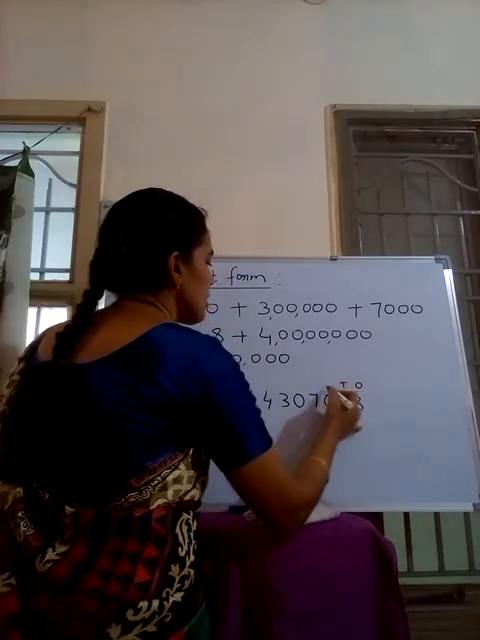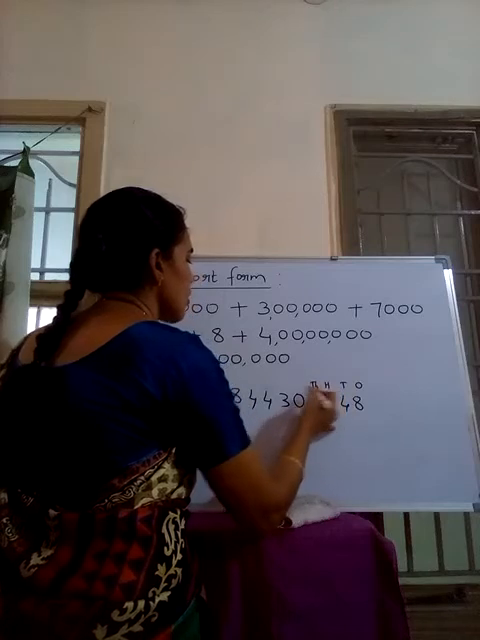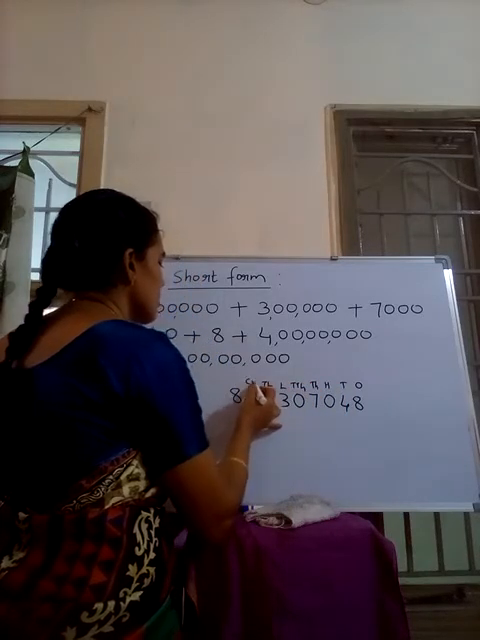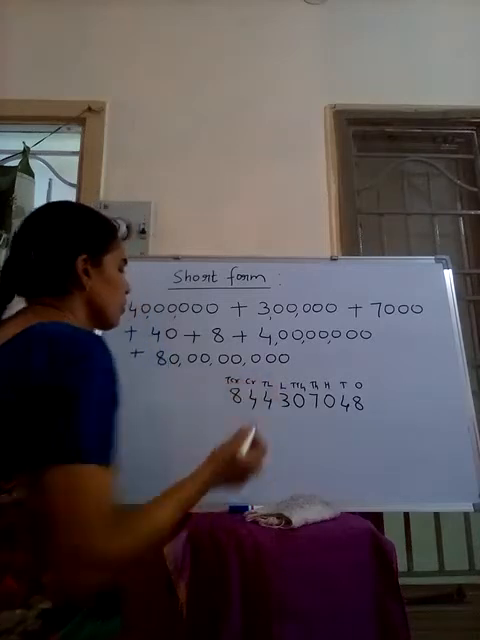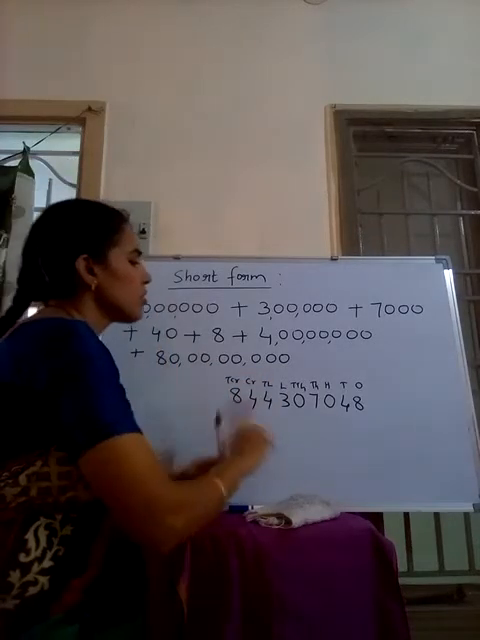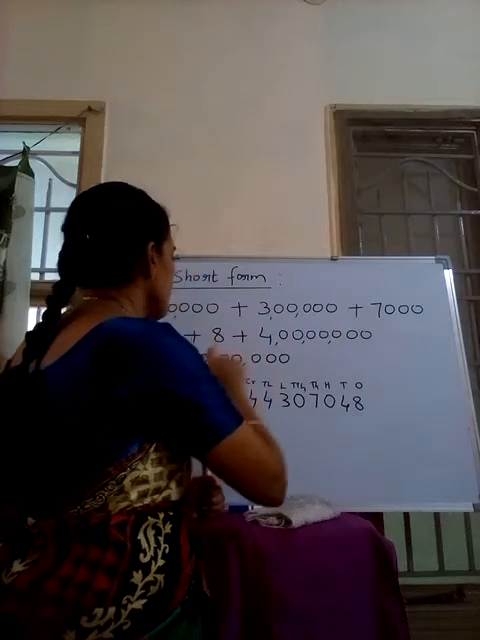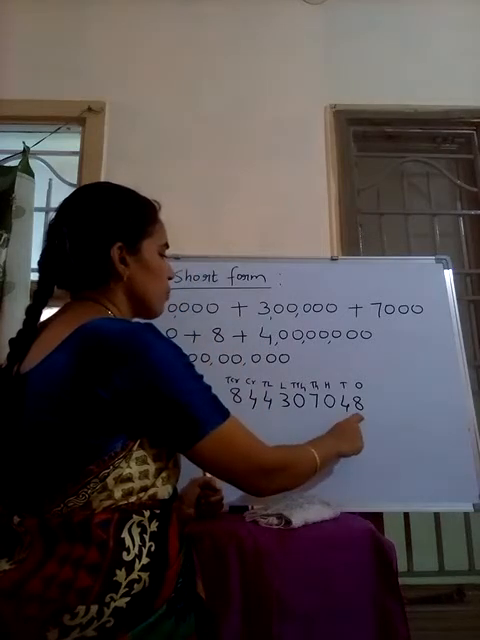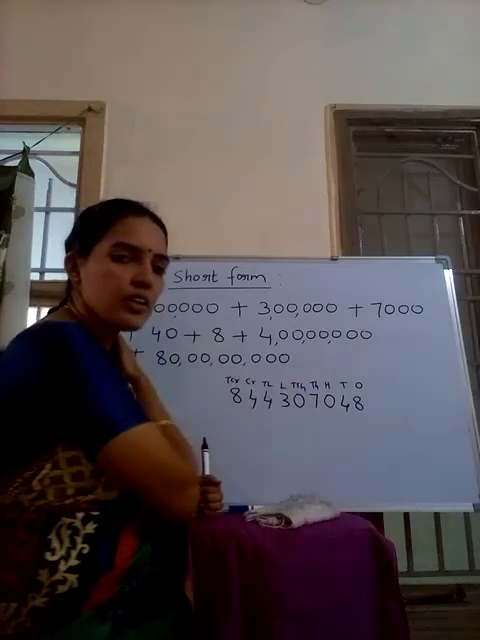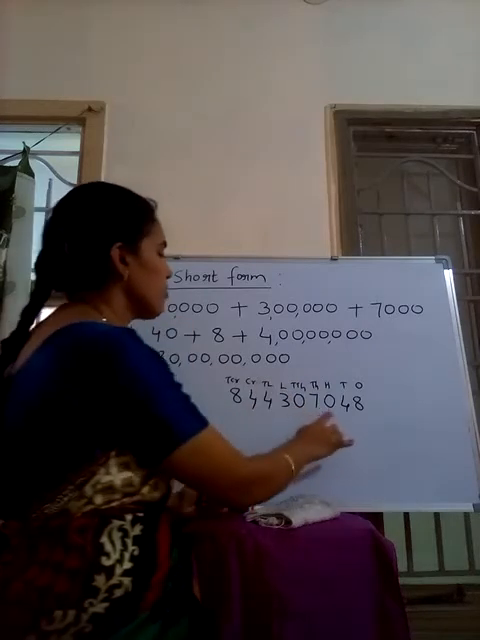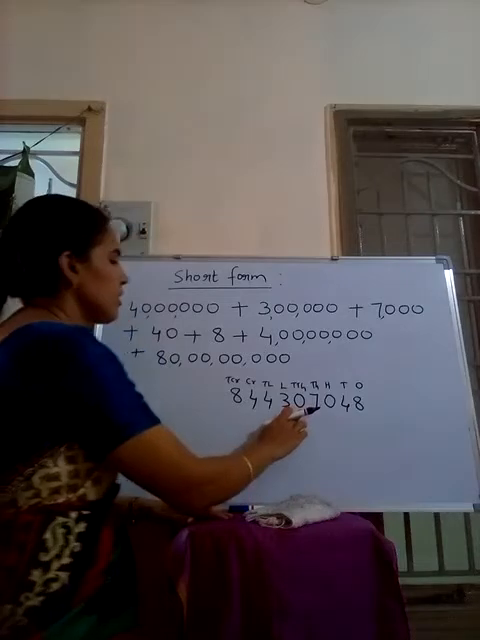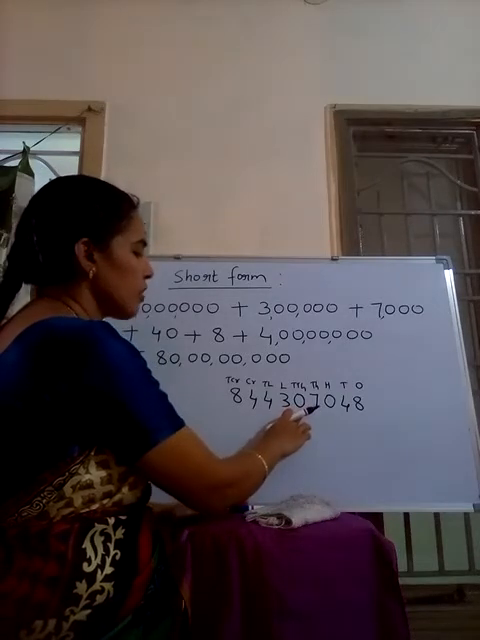Ones, tens, hundreds, thousands, 10,000s, lakhs, 10 lakhs, crore, 10 crores. 8 crores we have, 4 crores we have, that is ones place we have 8. Okay, constant number 8. Tens are 4, that is 40. Hundreds are not there, any hundred is not given in this expanded form. Thousands are 7, that is 7,000. Okay, and then 10,000s, no number is given.